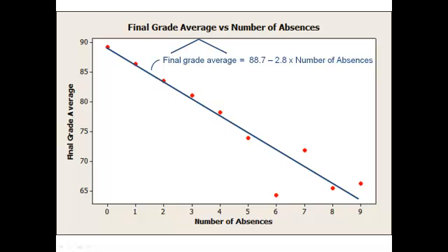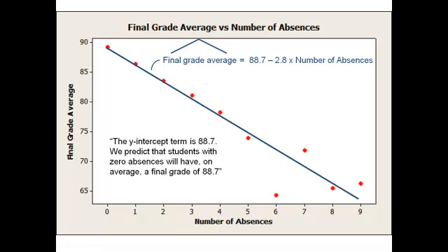And so now we ask the question, is 0 a reasonable value for the number of absences? Well, of course it is. And further, we have one student in our data with 0 absences, and we have other students in our data with nearly 0 absences. So it is reasonable to provide an interpretation of the y-intercept for this model. We'd say the y-intercept term is 88.7. We predict that students with 0 absences will have, on average, a final grade of 88.7.